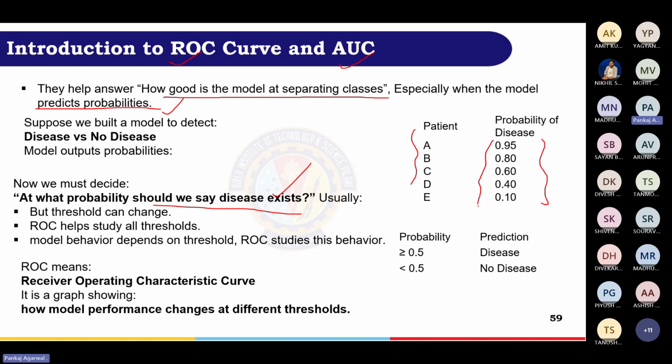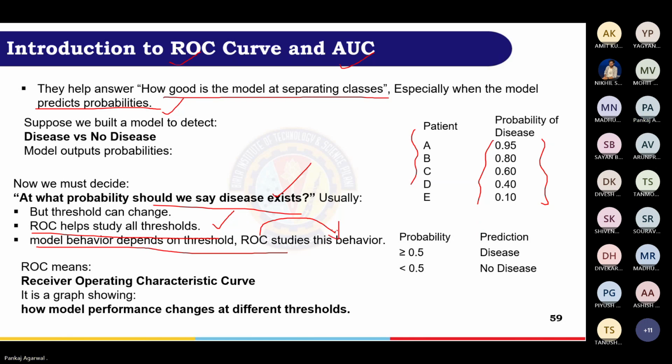If my classes are yes or no, disease yes or no, what is the probability beyond which I would say yes disease, and below which no disease? That's a big question, and these thresholds can change. Someone can keep a threshold of 0.6, another person might keep a threshold of 0.8, another might keep 0.5. So this ROC actually helps you study all kinds of thresholds. I have to try different thresholds and understand what is the perfect value of the threshold. You getting my point? The model behavior depends on the threshold, and ROC studies this behavior.